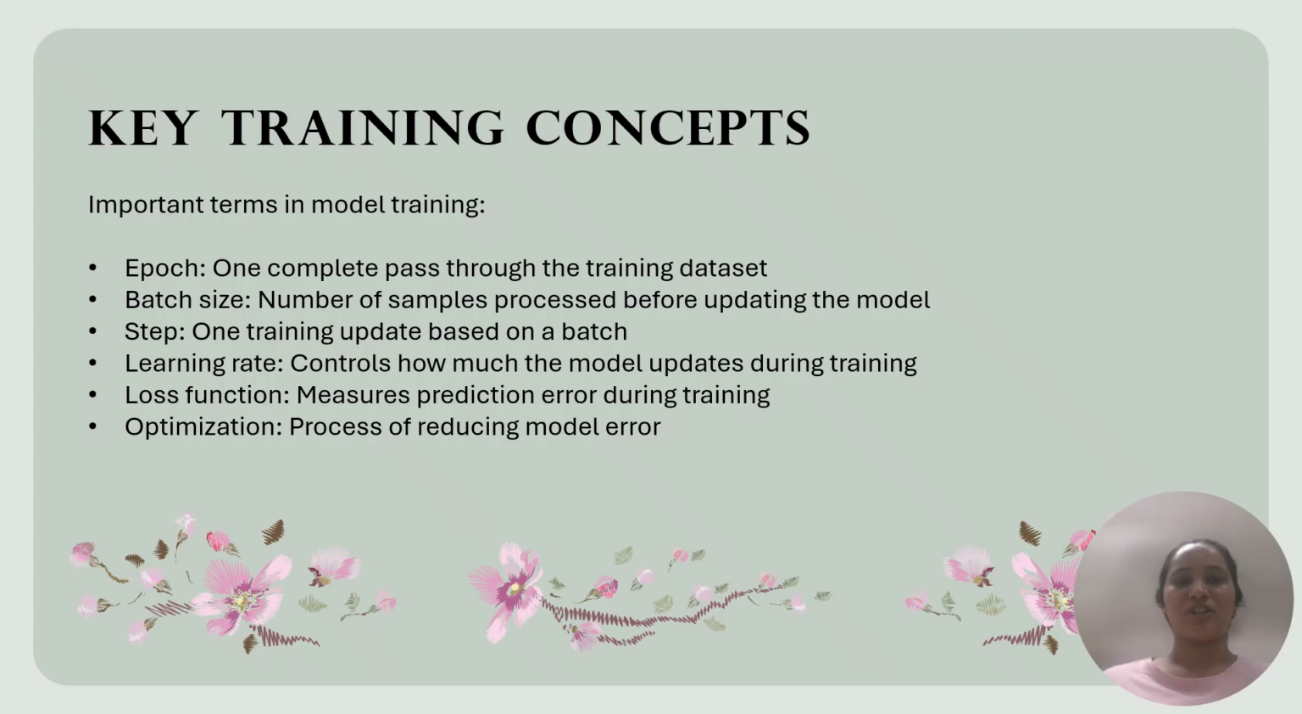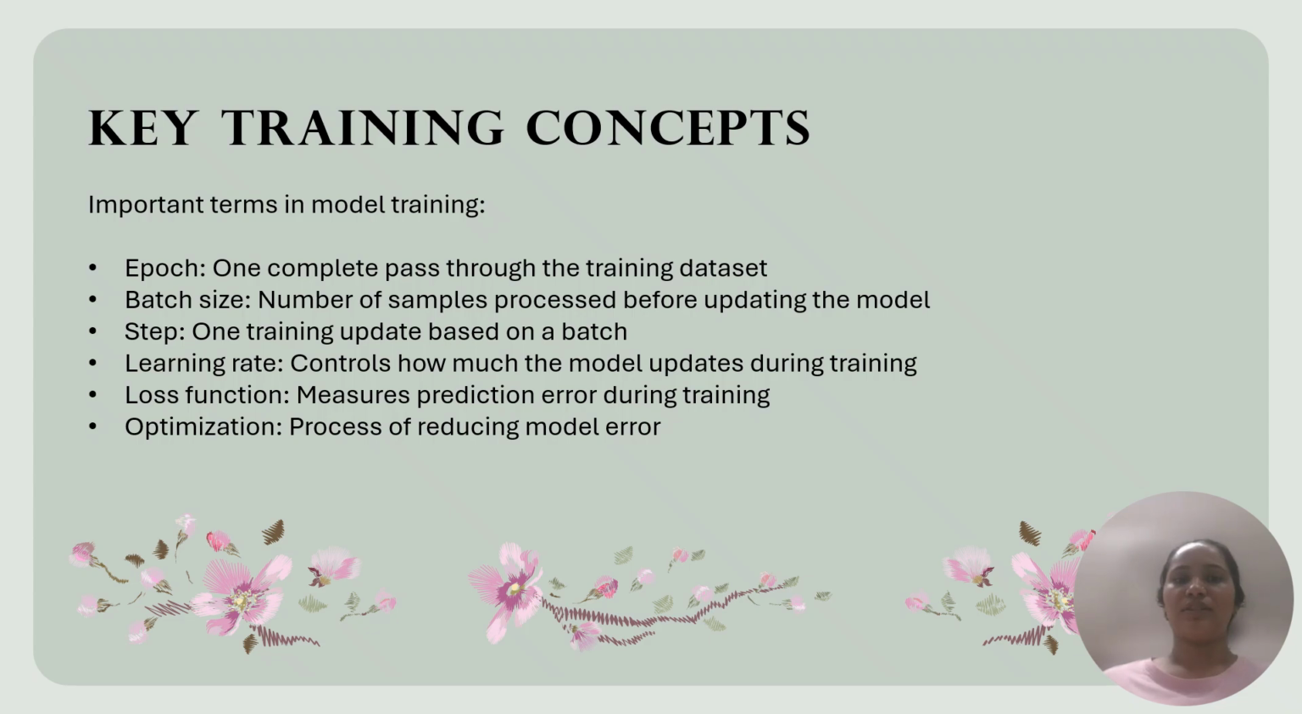Another important term is the learning rate. The learning rate controls how much the model changes its internal parameters after each step. If the learning rate is too high, the model may learn too quickly and miss the best solution. If it's too low, training can become very slow.